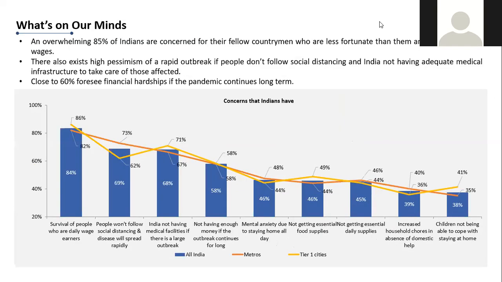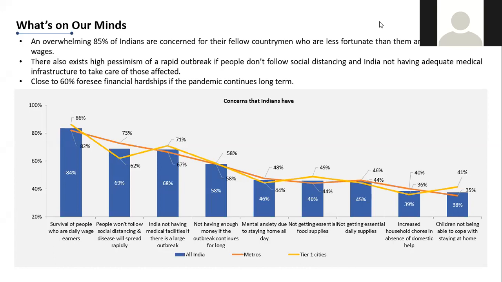And when you ask consumers what is on their mind, as a human race, we always tend to be more empathetic towards our fellow human beings. And when we went out and spoke to people, that is exactly what consumers told us: the survival of people who are daily wage earners. What is it that the government can do to help them? What is it that the government and we as people can do to protect them? Not only that, people were also skeptical that those who do not follow the social distancing norms will also help in spreading the disease. So these were some of the thoughts in the consumer's mind.